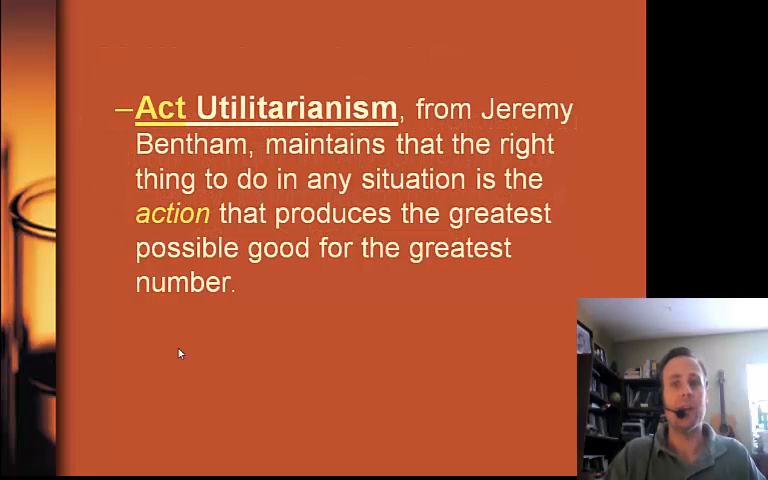So far we've been talking about act utilitarianism. It's just the view that in any given situation, the action that produces the greatest good for the greatest number is the right action to take. And so the point of act utilitarianism here is that the level of analysis is about the choice of a single action. What to do in this situation. What action should I take in this one situation? You do the analysis on the given situation.